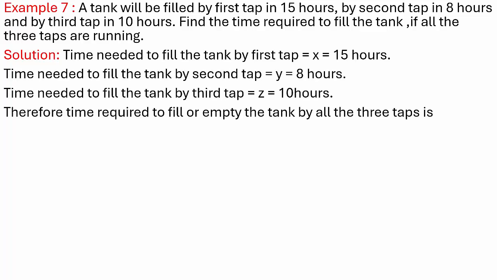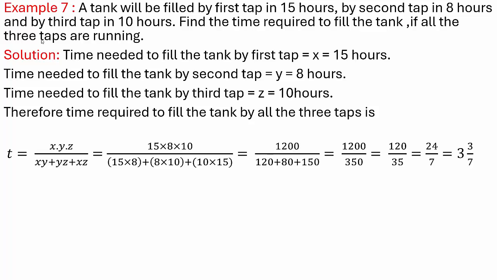Therefore, the time required to fill the tank by all the three taps is T equal to xyz divided by xy plus yz plus xz, equal to 15 into 8 into 10 divided by 15 into 8 plus 8 into 10 plus 10 into 15, which is 1200 divided by 120 plus 80 plus 150, equal to 1200 divided by 350, equal to 120 by 35. 10 gets cancelled from numerator and denominator.